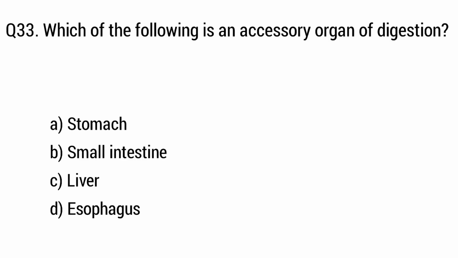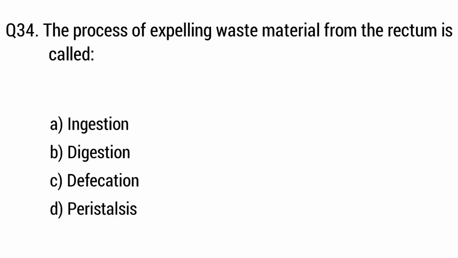Question 33. Which of the following is an accessory organ of digestion? Option A stomach, B small intestine, C liver, D esophagus. But the right answer is option C liver. Question 34. The process of expelling waste material from the rectum is called. The right answer is option C defecation.